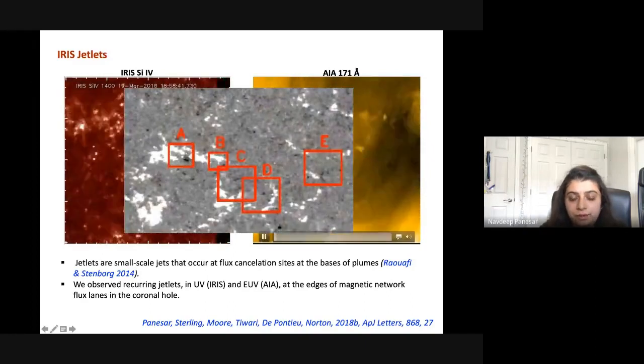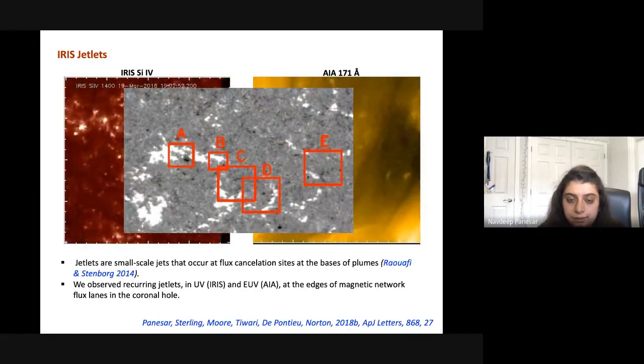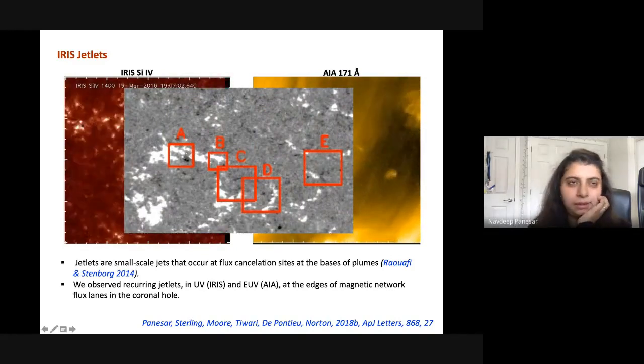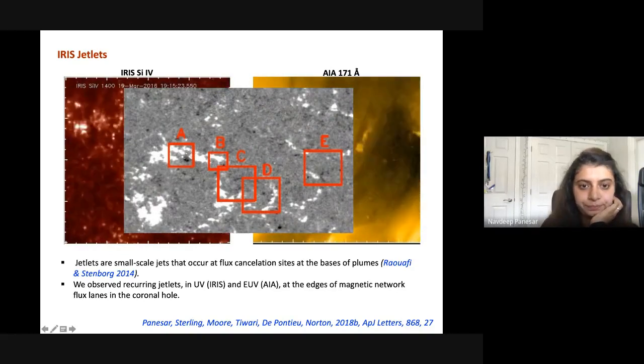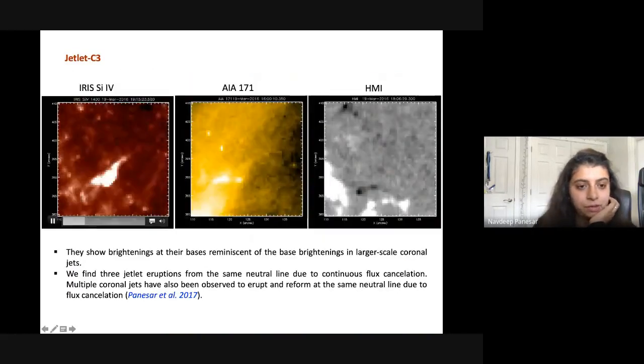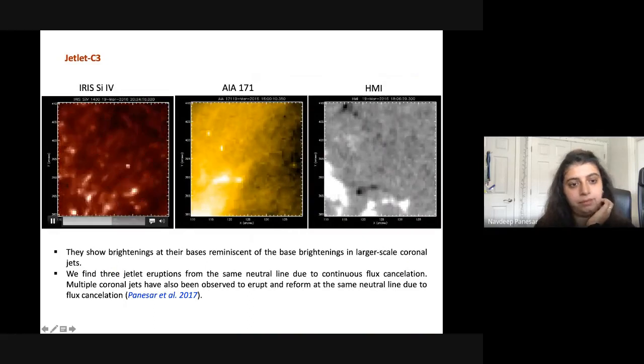We also find that there are multiple jetlets at the edges of magnetic network lanes. From these 5 locations, we've identified 10 jetlets in total, I think in 2.5 hours of IRIS coverage. Yeah, so now I will show you an example from this location C. Okay, this is a small-scale jet seen by IRIS, which we call jetlets.